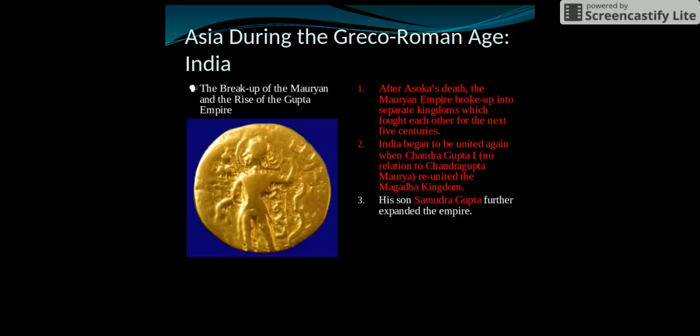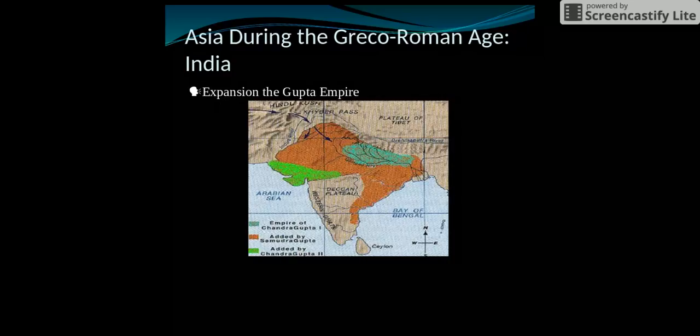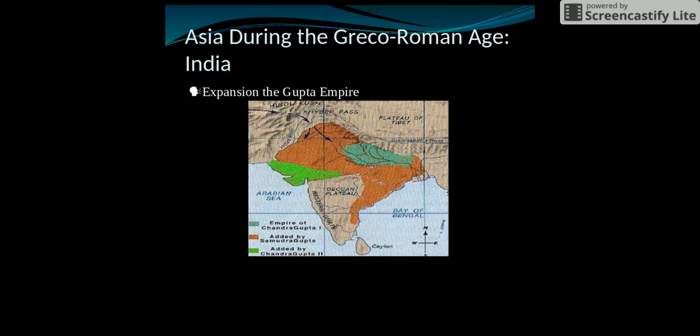and not only of the Magadha, but also reunites the kingdom of the Mauryan Empire, and starts to expand, and is further expanded under his son, Samudragupta. And so here we can see the expanse of the Gupta Empire. It's not quite as large as the Mauryan Empire, as it doesn't take these large areas of the Deccan Plateau in western India, but it takes a significant amount of the territory, starting with the Ganges River Valley, and of course extended all the way up to the Indus River Valley.